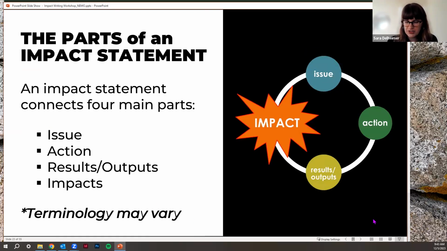A good way to think about an impact story is a flow between issue, action, findings and outputs, and impact. So don't get too hung up on the exact terms. Some reports will use slightly different terms, but really the basic pieces and principles are always going to be the same for impact statements or impact reports.